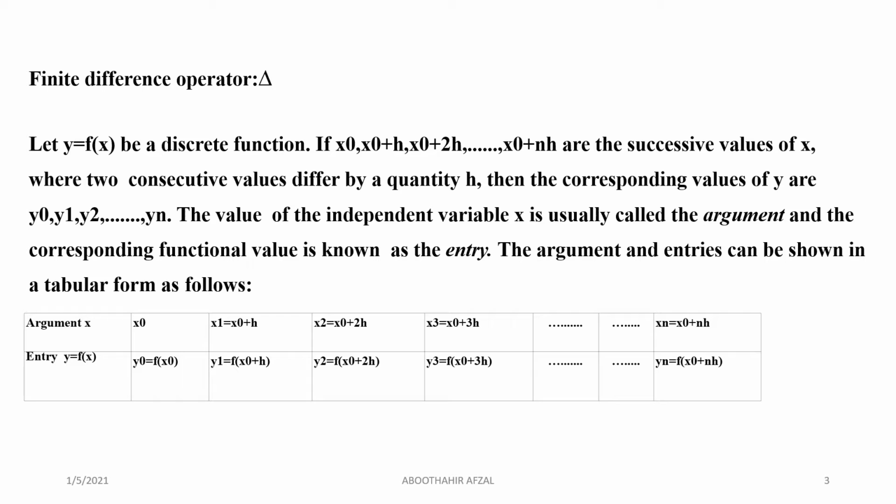x0 is the starting x value. So if you add 2h, that is the step size h into 2, you will get x2 because all the points are separated by equal distance. So x3 is nothing but x0 plus 3h. The entry will be y3 is equal to f of x0 plus 3h. Similarly, the last point xn is equal to x0 plus nh, and the corresponding entry is yn equal to f of x0 plus nh. So this is the basic table of a discrete function.